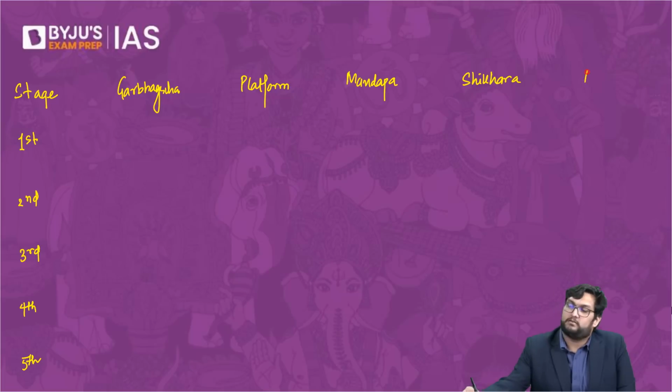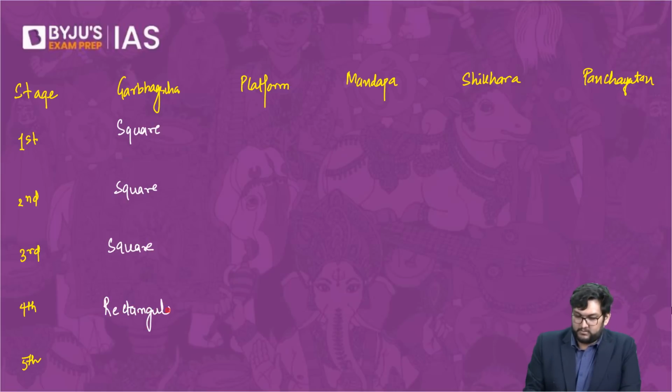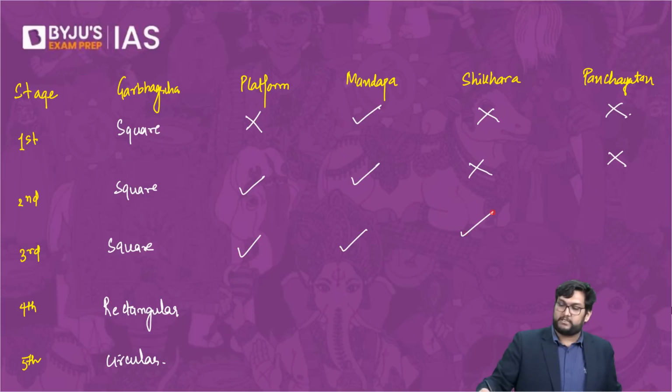Garbhagriha, platform, mandapa, shikhara, Panchayatan. Square, square, square, rectangular, circular. First: platform not there, mandap there, shikhar not there, panchayatan not there. Second: platform, mandap, no shikhar, no panchayatan. Third: platform, mandap, shikhar, panchayatan.